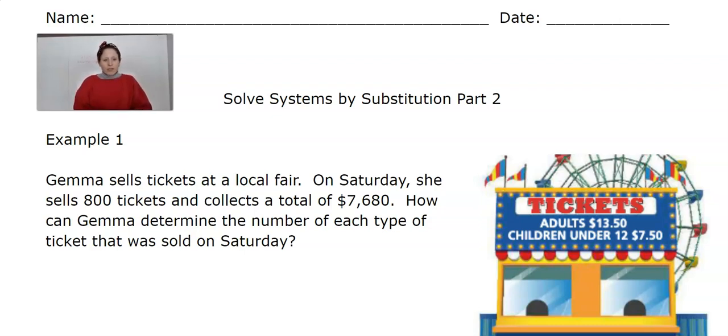Example 1, Gemma sells tickets at a local fair. On Saturday she sells 800 tickets and collects a total of $7,680. How can Gemma determine the number of each type of ticket that was sold on Saturday?